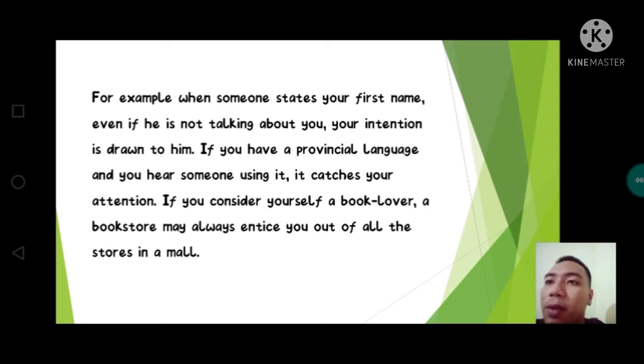For example, when someone states your first name, even if he is not talking about you, your attention is drawn to him. If you have a provincial language and you hear someone using it, it catches your attention. If you consider yourself a book lover, a bookstore may always entice you out of all the stores in a mall.